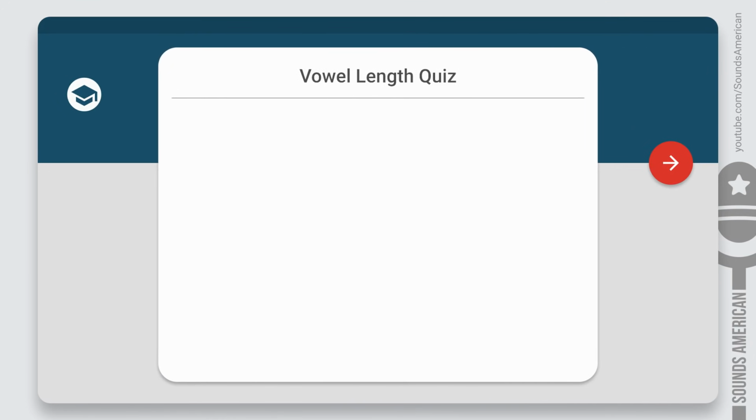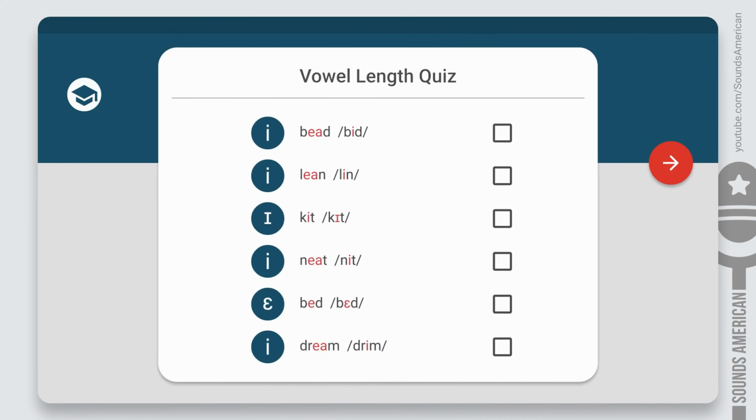Before you go, let's complete a quick quiz over what you've learned. Take a look at these words. Your task is to determine the tenseness and the length of the vowels in each word. We'll use the first word as an example.